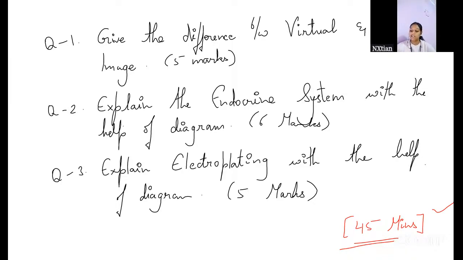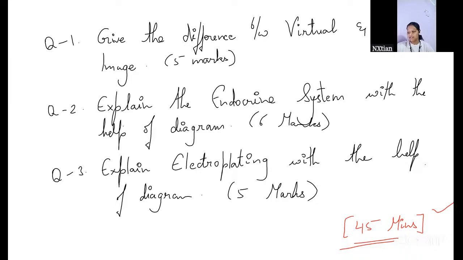For the second question, explain the endocrine system with the help of a diagram. Make a diagram of all the glands. Explain each gland, not a very big explanation, not 5 line or 4 line, but 2 to 3 line explanation for every gland. What is endocrine system, that you have to answer. Then each gland, 2 to 3 lines, you have to answer.